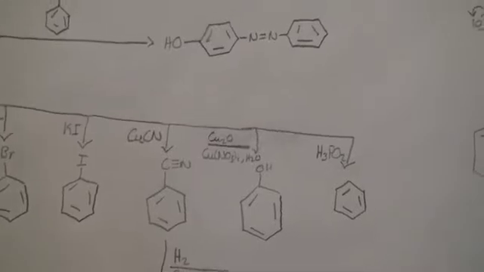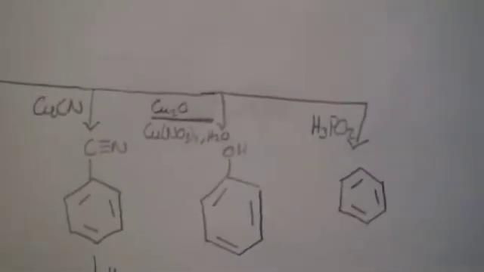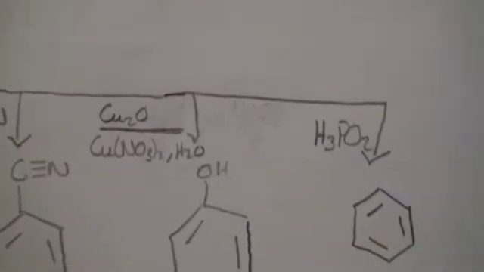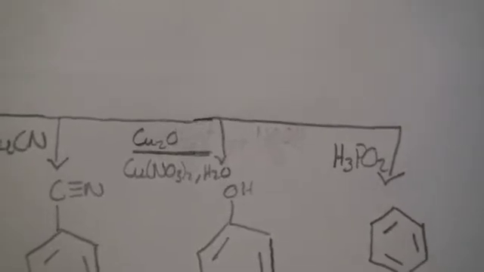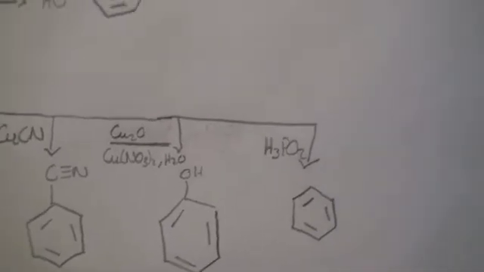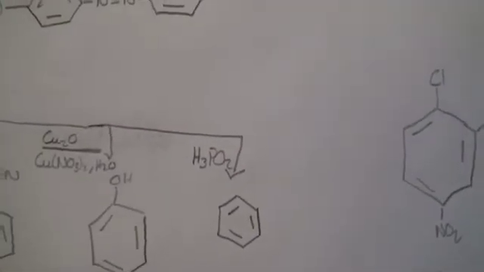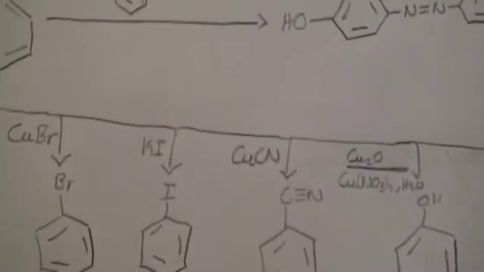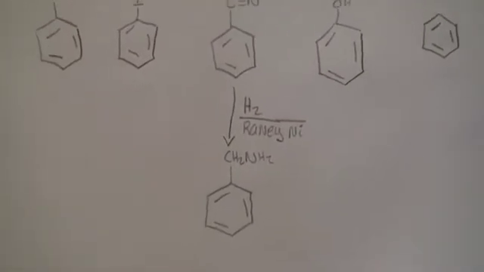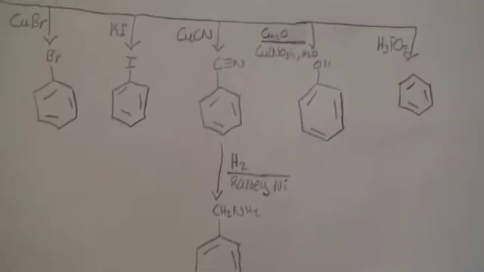If you want to turn it into a phenol, a good, very specific way of doing that is Cu2O, Cu(NO3)2, and water. If you want to bring that back down to a benzene ring, you use H3PO2. And if you want to take this cyano group and turn it into CH2NH2, you use H2 and Raney nickel.